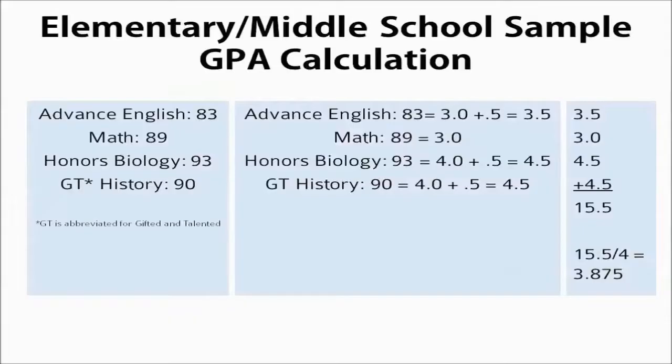Gifted and talented history, the student has a 90, which again would typically be a 4.0, but because it's listed as gifted and talented, we would give a half-point weight for a 4.5. We're going to add these totals together, which come to 15.5, and then divide by 4. So this student has a weighted GPA of 3.875.